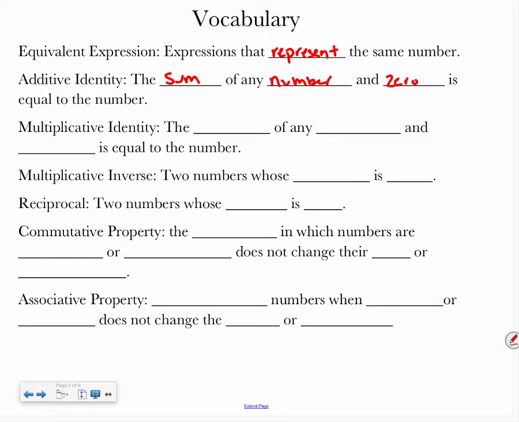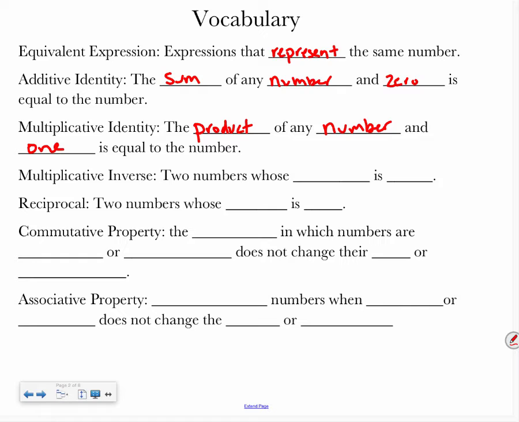Okay? The multiplicative identity is the product of any number and 1 is equal to the number. Okay, so 36 times 1 is still 36. 374,000 times 1 is still 374,000. Okay, multiplying by 1 doesn't change your answer.